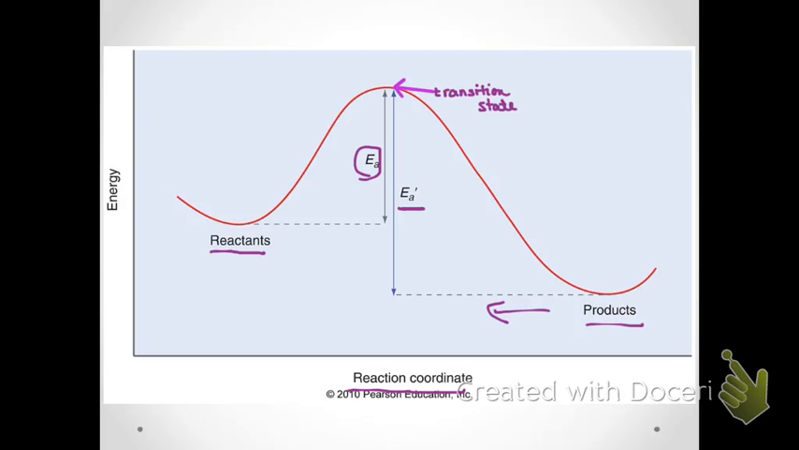We'll also remember that at the maximum in our energy we have what's called the transition state, and the nature of the collision complex that occurs for the molecules proceeding from the reactants to the products is referred to as an activated complex.